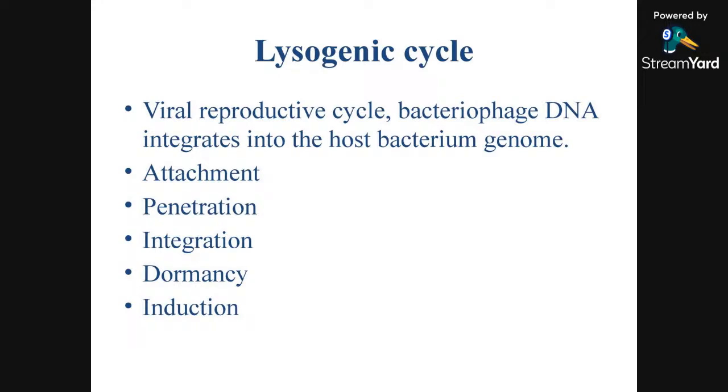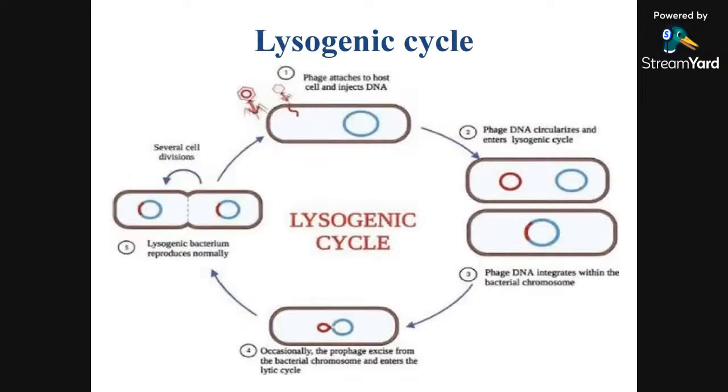And second cycle is the lysogenic cycle. This cycle allows the phage to integrate into the host genome and remain dormant. Steps of the lysogenic cycle are attachment, penetration, integration, dormancy, and induction. This is the lysogenic cycle of bacteriophages.